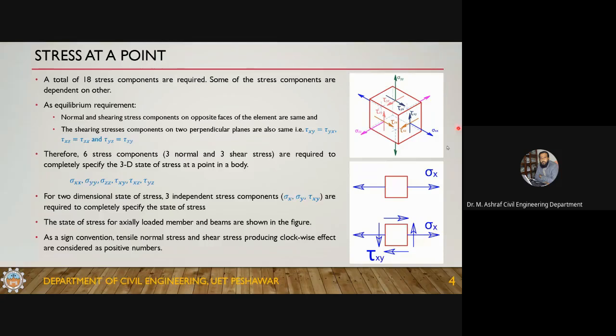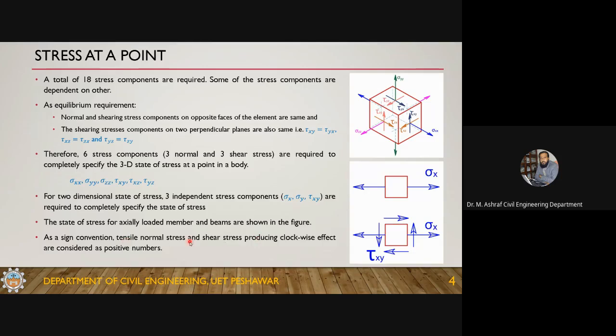So this is a beam element, this is an axially loaded element, and this is a beam element. Any beam can have a state of stress. You will just have to calculate the value of sigma x and the value of tau xy. For sigma x you can use the bending formula, and for tau xy you can use the shear formula, VQ by IB.